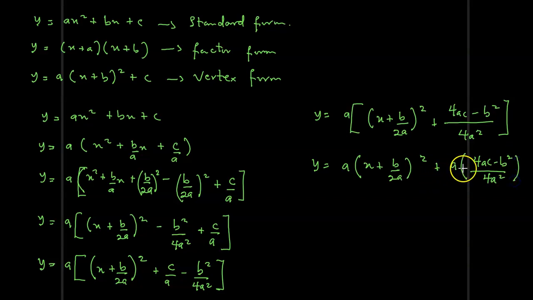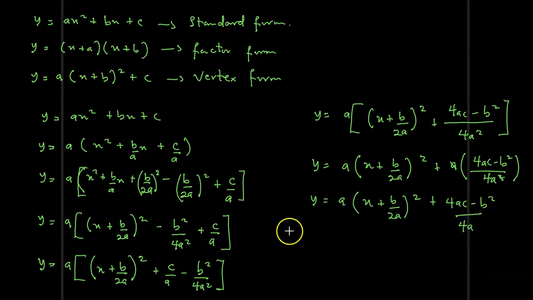Then since this is in a factor form, we can do away with one of the a at the denominators, and that will be given as y equal to a into bracket x plus b over 2a all squared plus, doing away with one of it, we will be left with 4ac minus b squared over 4a. So ideally, the vertex form is what we've actually generated here.